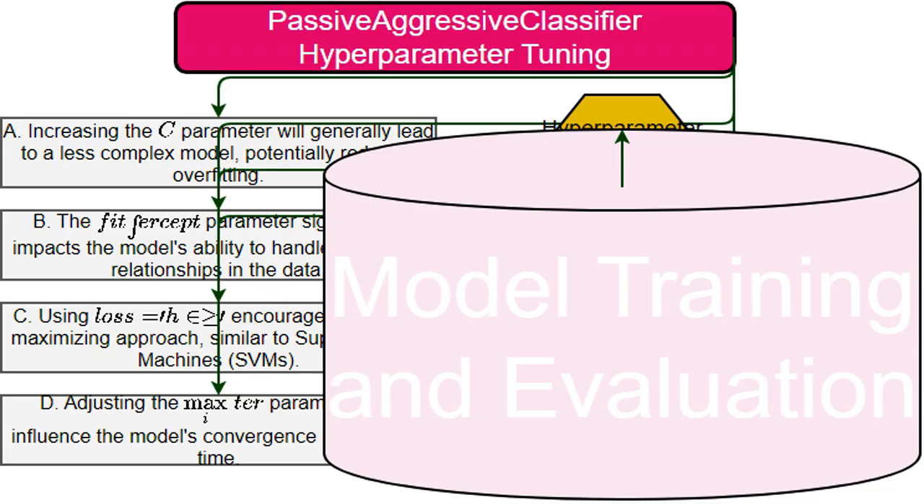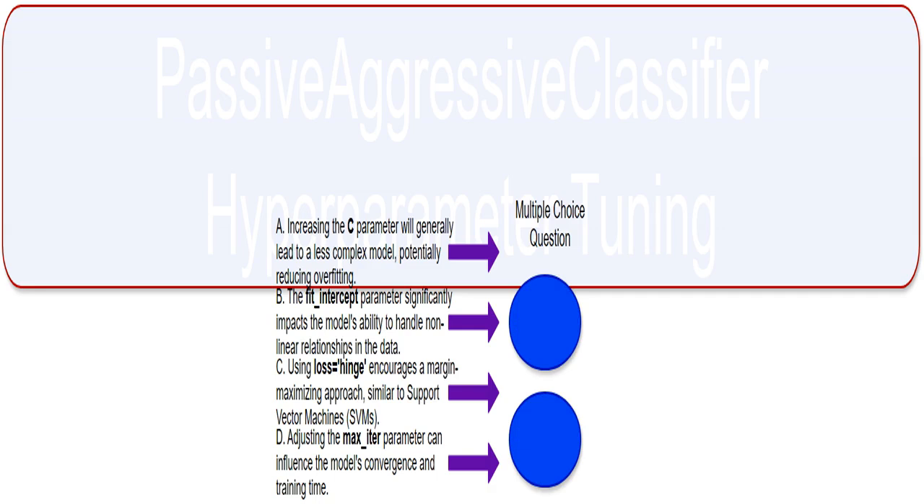unseen testing data. We're tuning the hyperparameters of the passive-aggressive classifier, a machine learning model used for text classification. Think of hyperparameters as the knobs and dials we adjust to optimize the model's performance. We want to find the settings that make the model generalize well to new, unseen data, making accurate predictions on data it hasn't seen during training. This is crucial for building a reliable model.